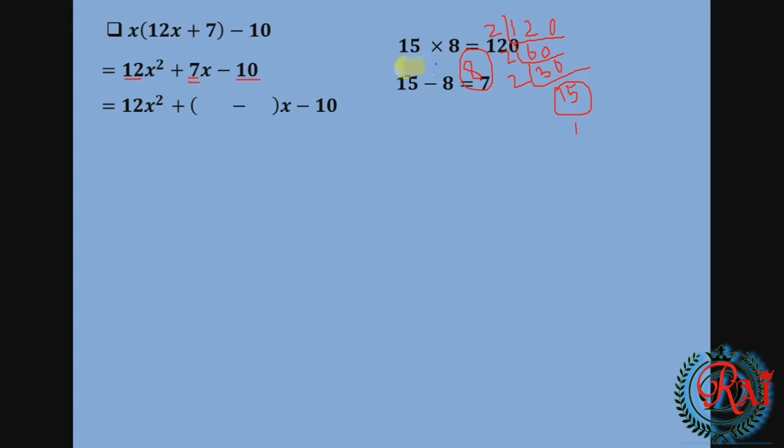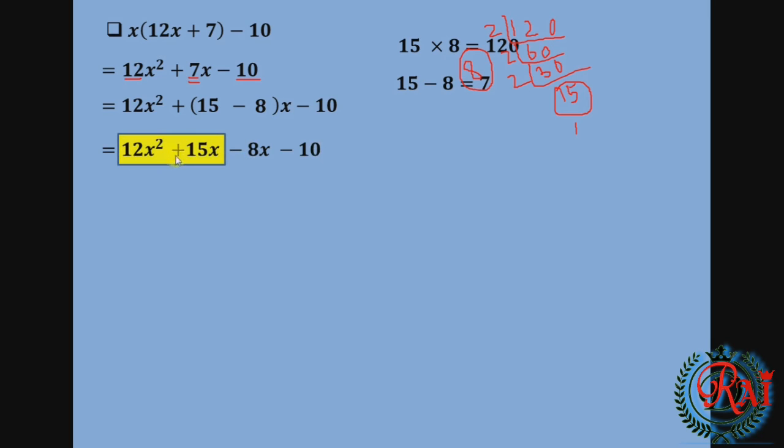So the two numbers are 15 and 8, with product 120 and difference 7. Now 12x square plus 15 into x is 15x, plus into minus is minus, 8 into x is 8x, minus 10.